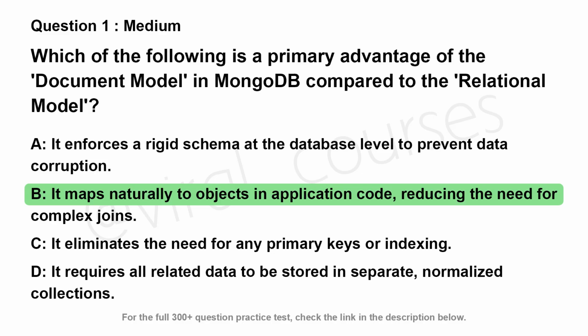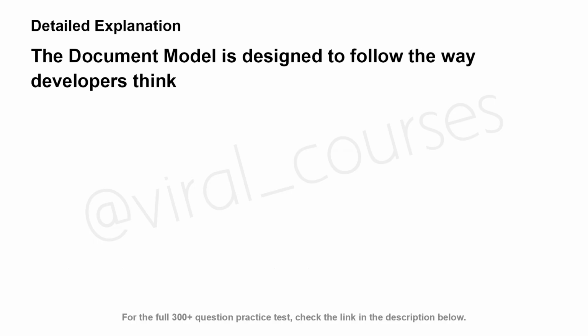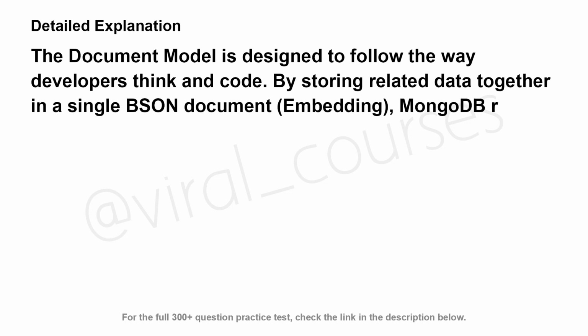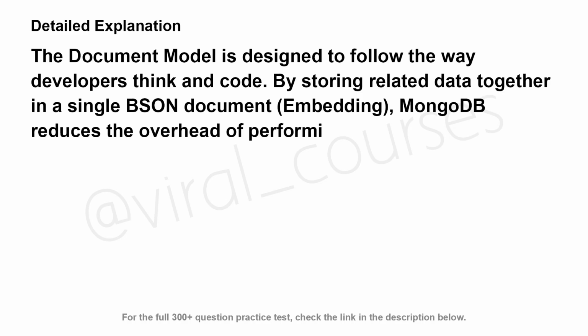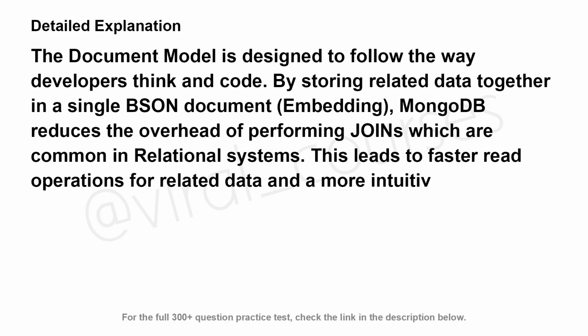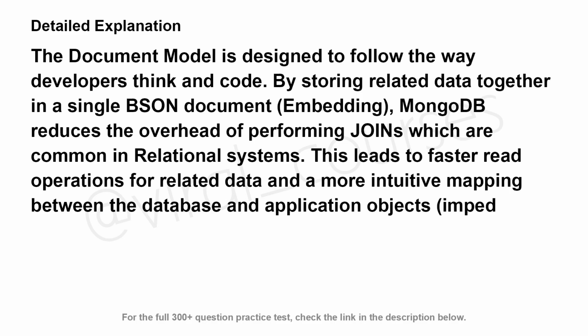The correct answer is B. The document model is designed to follow the way developers think and code. By storing related data together in a single BSON document, embedding, MongoDB reduces the overhead of performing joins, which are common in relational systems. This leads to faster read operations for related data and a more intuitive mapping between the database and application objects. Impedance mismatch reduction.